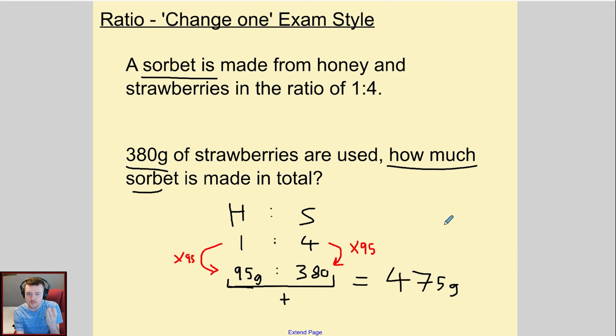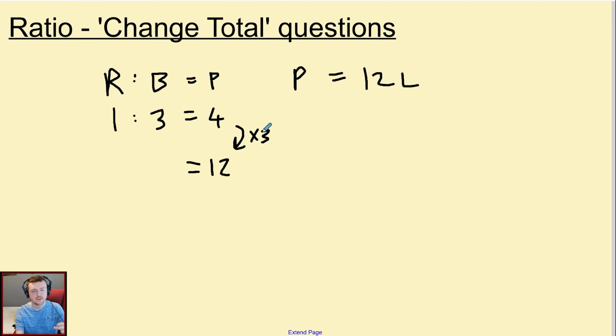What we do with a change total question is we say, okay, well, I don't know what total I have right now, but that's what I should probably be working out. Red and blue makes purple, and 1 and 3 makes 4. Okay, how do I get from 4 to 12? Well, 4 times 3 makes 12, because what I want is 3 times bigger than what I've got. And then all I do is multiply each element of my ratio by that multiplier, in this case by 3. So 1 times 3 is 3, and 3 times 3 is 9.